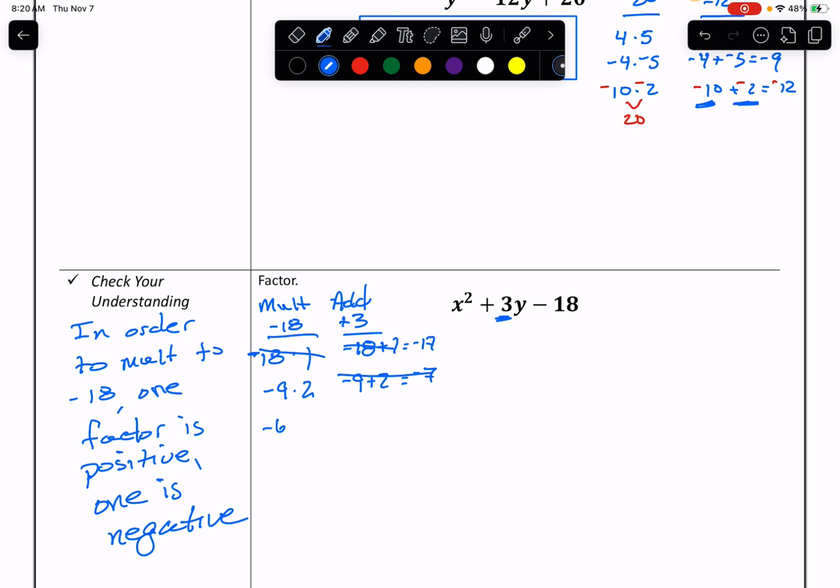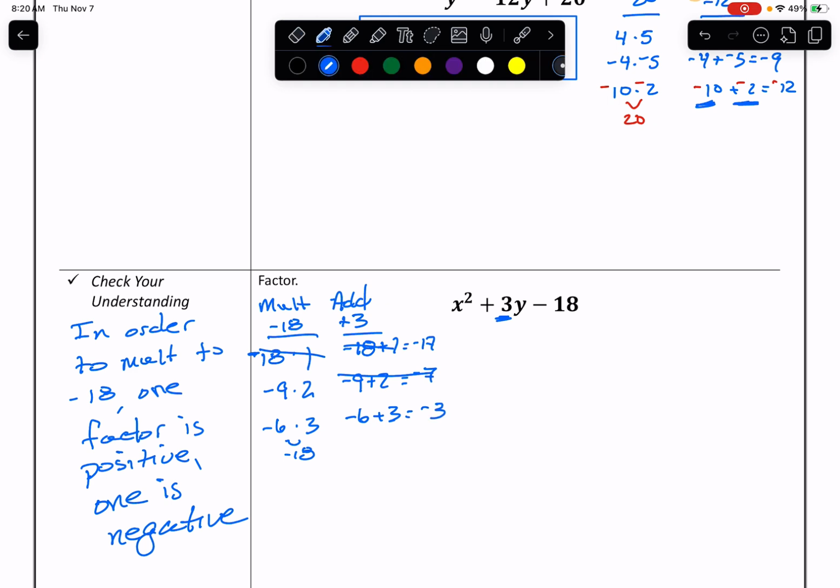I could take negative 6 times 3. That equals negative 18. Negative 6 plus 3 is negative 3. Well, I want this to be a positive 3, not a negative 3. So I've got the 3. I'm going to have made a mistake when I wrote this down here. That should be a negative 3.